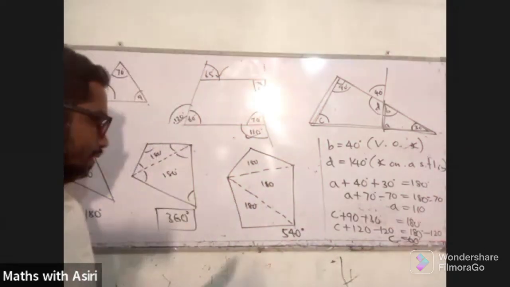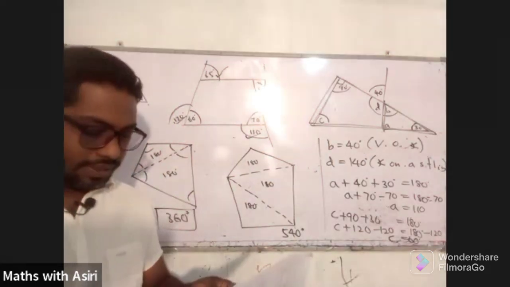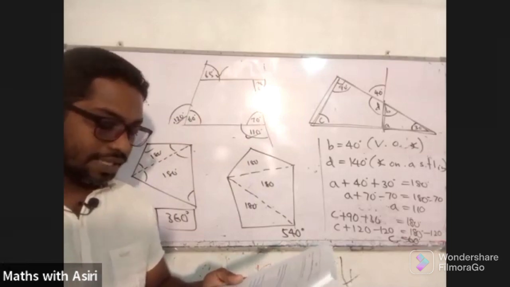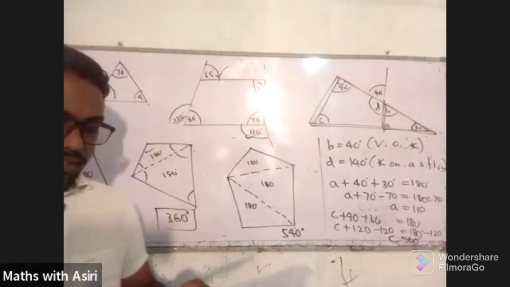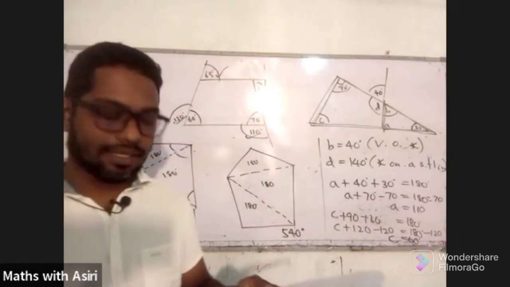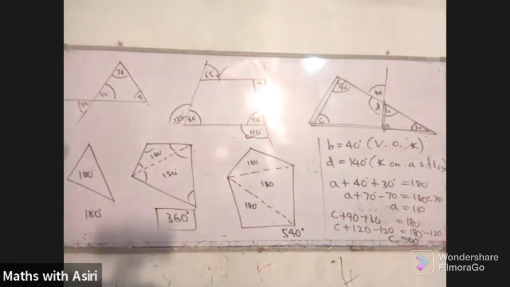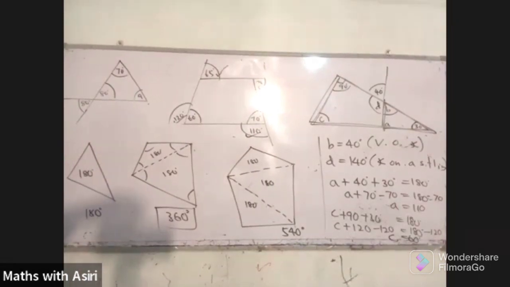That becomes 360. So this is the final answer for the question: can 90, 90, 70, 110 be the interior angles of a quadrilateral? Yes, it can be. Consider all these answers and remember your knowledge about the interior and exterior angles of polygons.